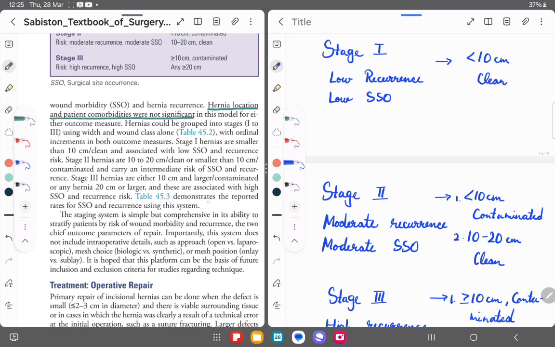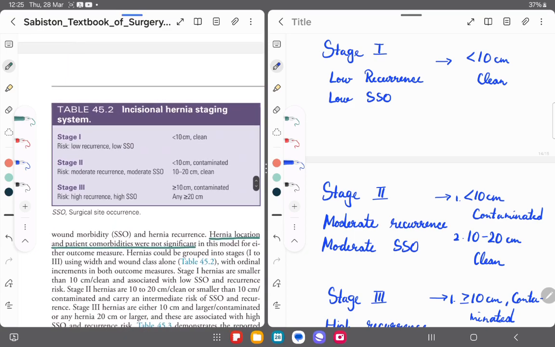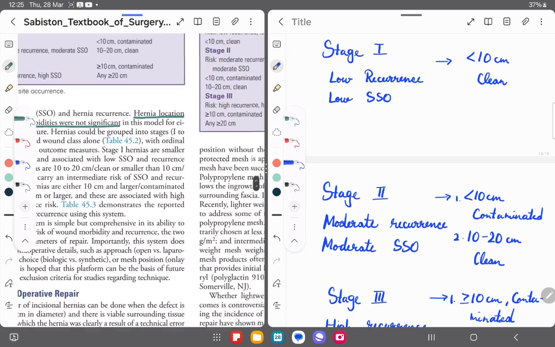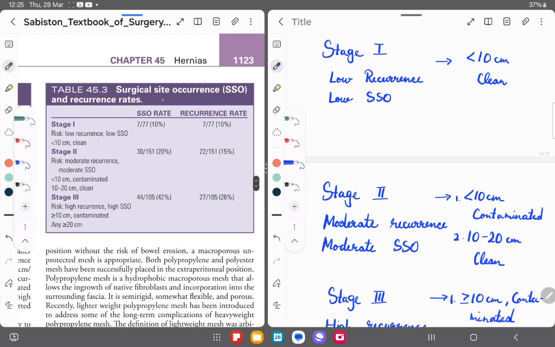So table 45.3 demonstrates reported rates for SSO and recurrence using the system. So this is given. Table 45.3. Surgical site occurrence and recurrence rates. So in stage 1, there was 10% surgical site occurrence rate and 10% recurrence rate. Stage 2, 20% and 15% recurrence rate. So out of 151 patients, 30 had an SSO and 22 had recurrence. Stage 3, 42% SSO rate and 26% recurrence rate.